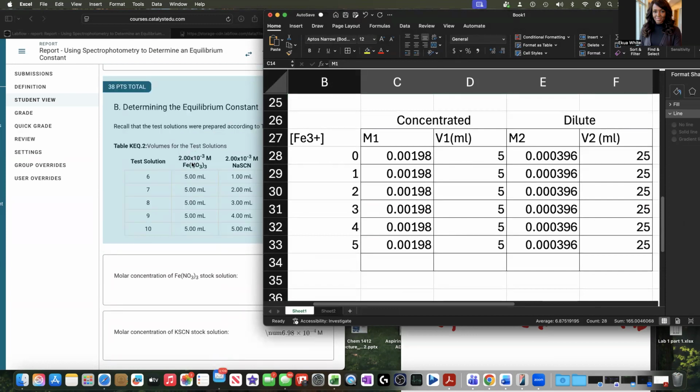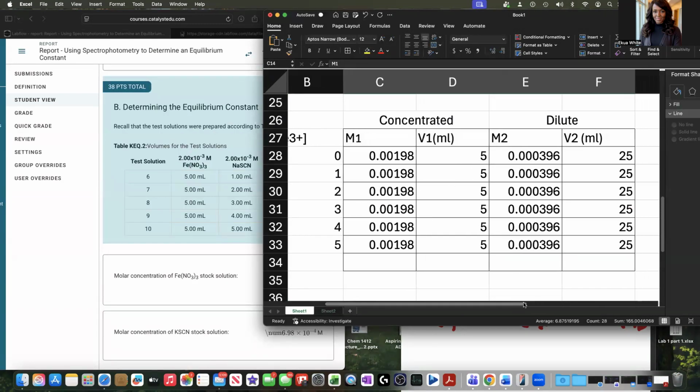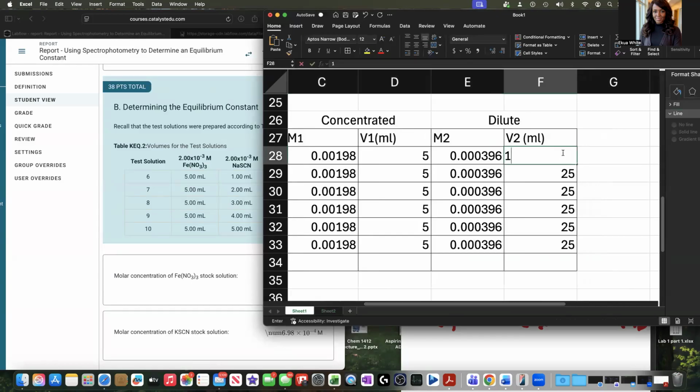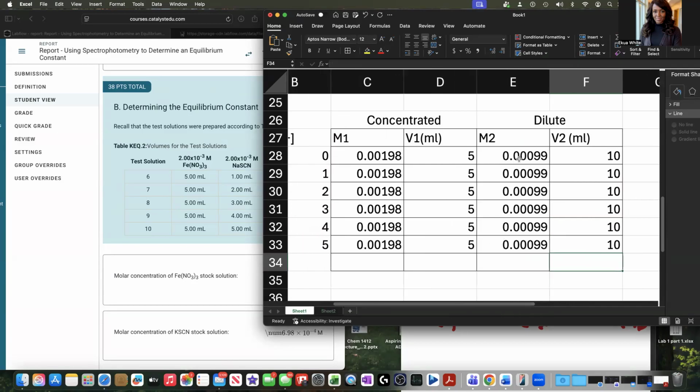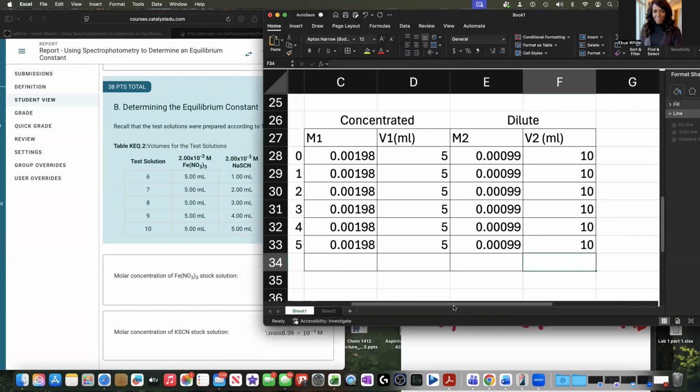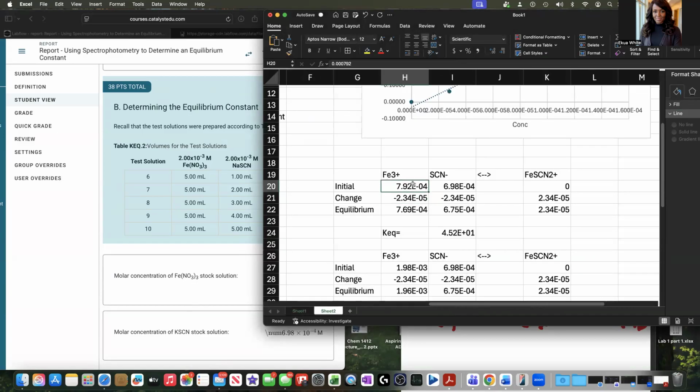Okay, so the initial amount of iron was 5. I see it now. And the final amount was 10, 10, 10, 10, 10. For this one, our diluted volume is going to be 1, 2, 3, 4. For mine, it's going to be 9.9 times 10 power -4. So let me go back to the next page. 9.9 exponent -4. Okay, it doesn't change. This one is not affected by that part.